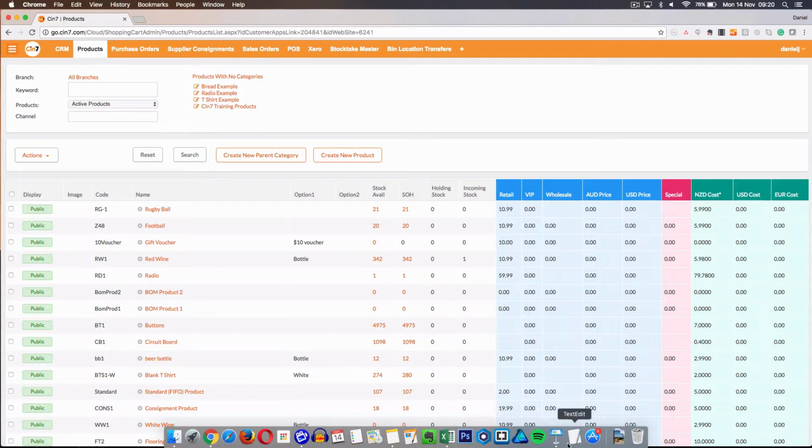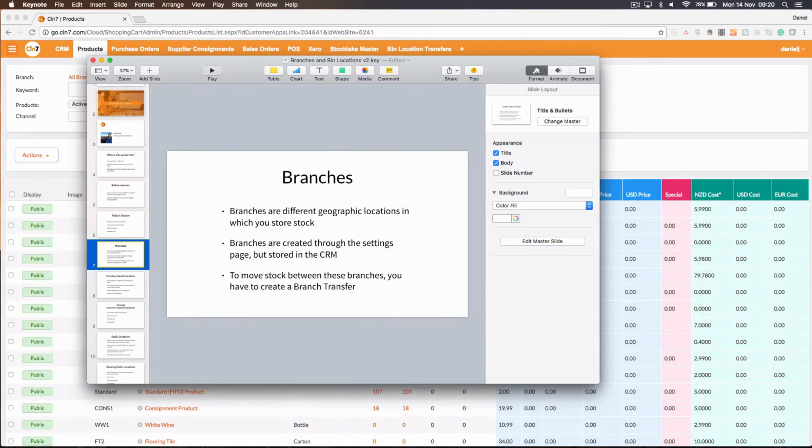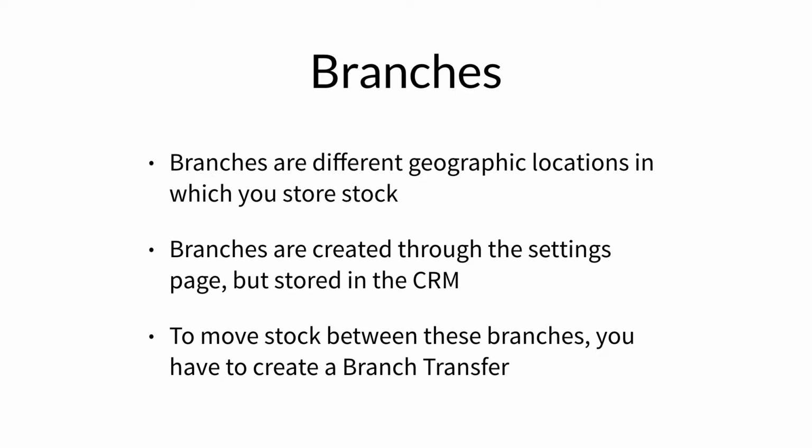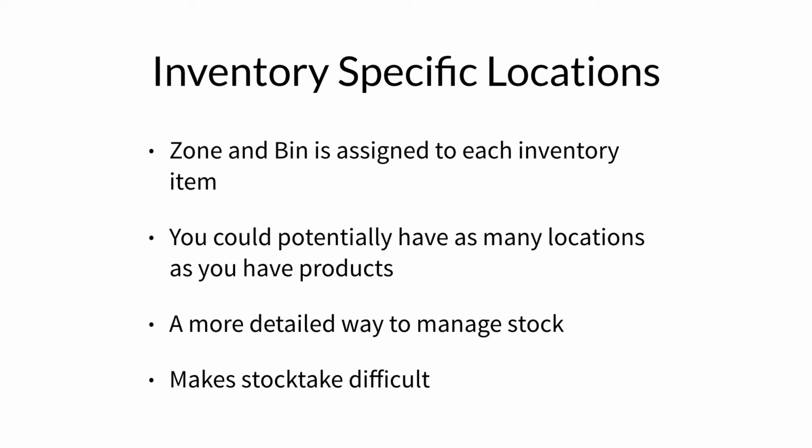So let's bring back my presentation again. And let's take a look at a different type of location. The first one we're going to take a look at is inventory specific locations. So inventory specific locations have very specific properties. Zones and bins are assigned to each inventory item in the system. So what that means is that every item of stock can have its own zone and bin assigned to it.